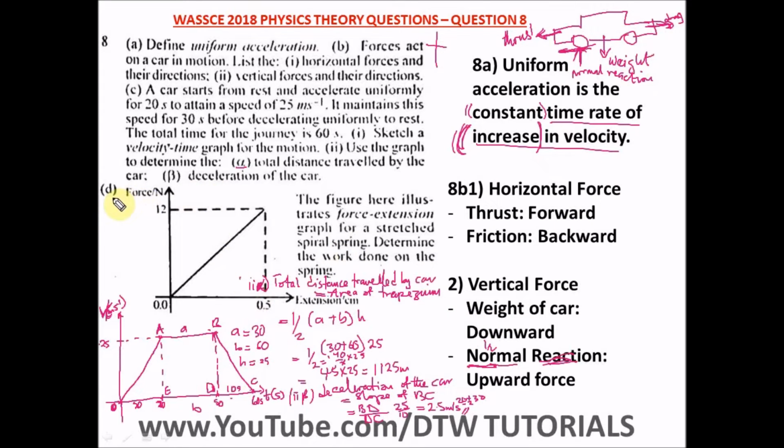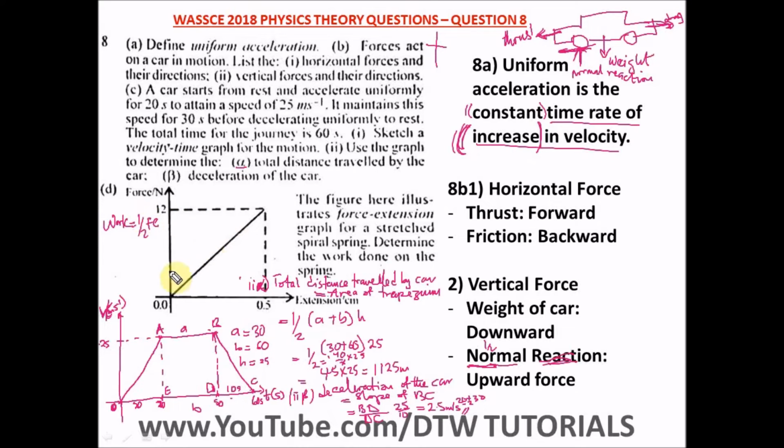All right, so for the part B now, 8B, you can see this figure here. It said the figure illustrates force extension graph for a stretched spiral spring. Determine the work done on the spring. Okay, when you have, remember, when you see stretched spiral spring and force extension, remember your Hooke's law and Young's modulus and all. Okay, but here we're told to what? Determine the work done on the spring. Now what's the formula for work done on a spring? In W. Okay, work done is equal to what? Half F what? E. That's half force times what? Your extension. That's the formula for work done on a spring.